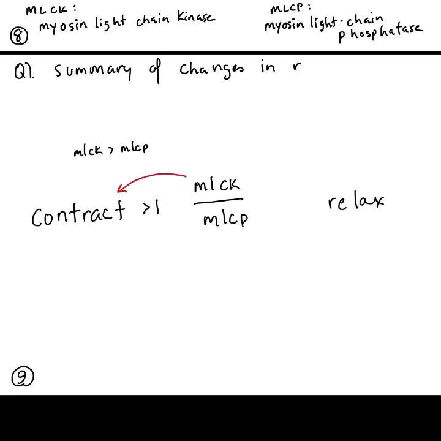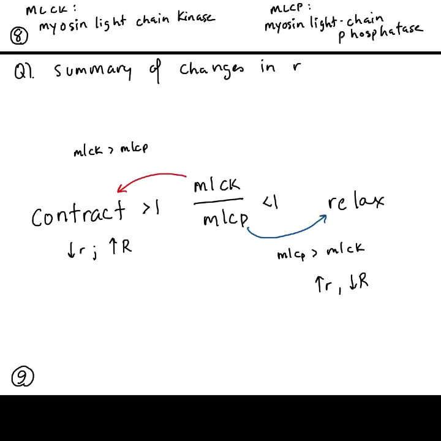On the other hand, what if we go the other way? If this relationship is less than 1, then that should lead to relaxation. Because in this case, what we're saying is MLCP is greater than MLCK. And if that's the case, then what will happen to our radius? Well, here we'll decrease our radius, which does what? Increase our resistance. Here, if we do this, this will increase our radius because we'll relax, and that will cause our resistance to decrease.